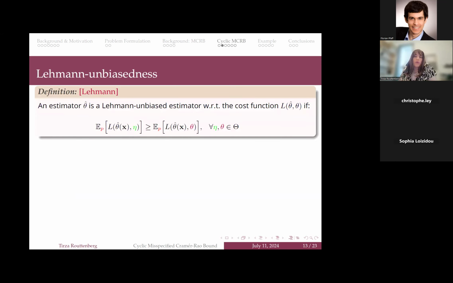What I want to do here is develop a lower bound on the mean cyclic error, on this function with the sine and the cosine. In order to do that, first I need to define what unbiasedness is in our context. And what Lehmann did a long time ago is define Lehmann unbiasedness with respect to the cost function. So a general estimator is a Lehmann unbiased estimator with respect to the cost function if the expected value of this cost function, when I compute it at some parameter in the parameter space, will be larger than if I'm computing the same expectation with the true theta. Okay, so my estimate theta hat is the closest to the true theta, but this closeness is measured with respect to the cost function L, the specific cost function.